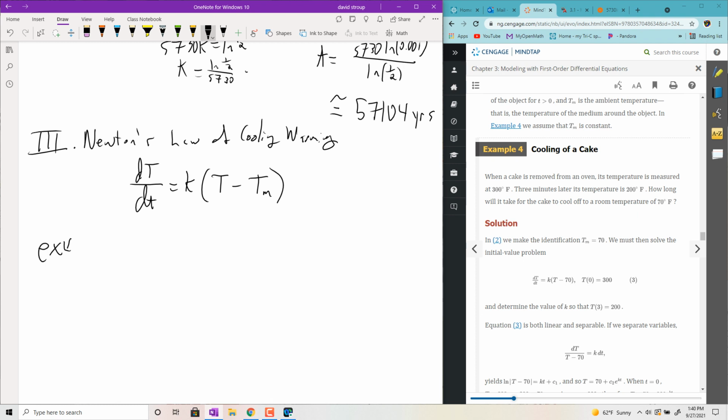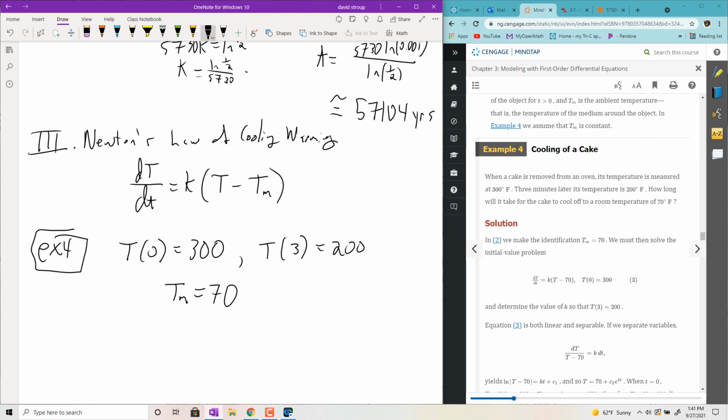So example 4: when the cake is removed from an oven, its temperature is 300 degrees. So that's basically T of 0, okay? So that would be 300. Three minutes later, so T of 3 is going to be 200. And then they want to know how long it will take to cool off to a room temperature of 70 degrees. So the surrounding medium temperature, T sub m, is the 70 degrees in the room.